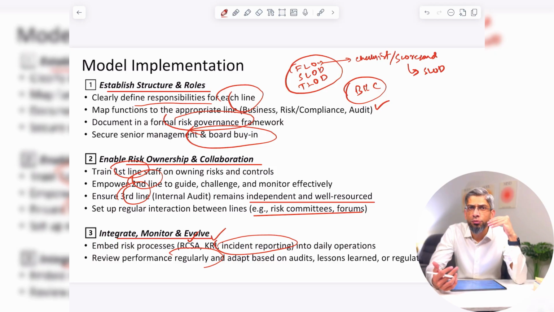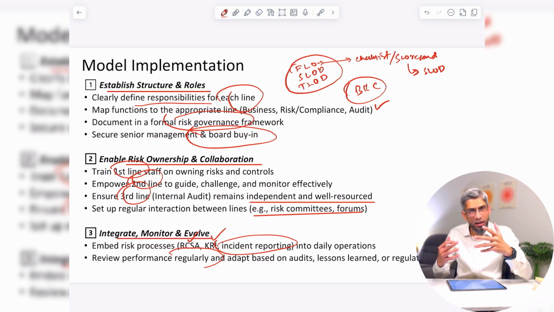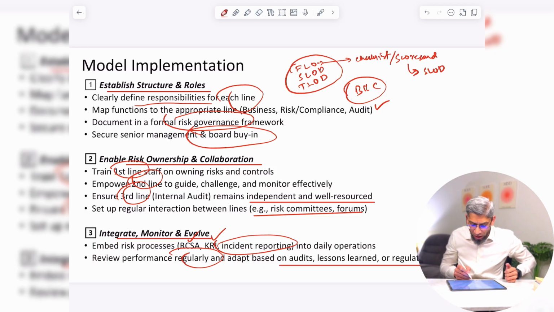Now, when it comes to risk management, it's an evolving area. The risk that is relevant today may not be relevant tomorrow, or tomorrow organizations may face a new phase. So we have to be vigilant and proactive, and make ourselves remain relevant about the risk structure and the risk dynamics that we have. To do that, we have to keep evolving, keep monitoring, and keep changing the risk governance practices that we have. And again, we have to review performance and adapt based on audits, lessons learned, and regulatory shifts.